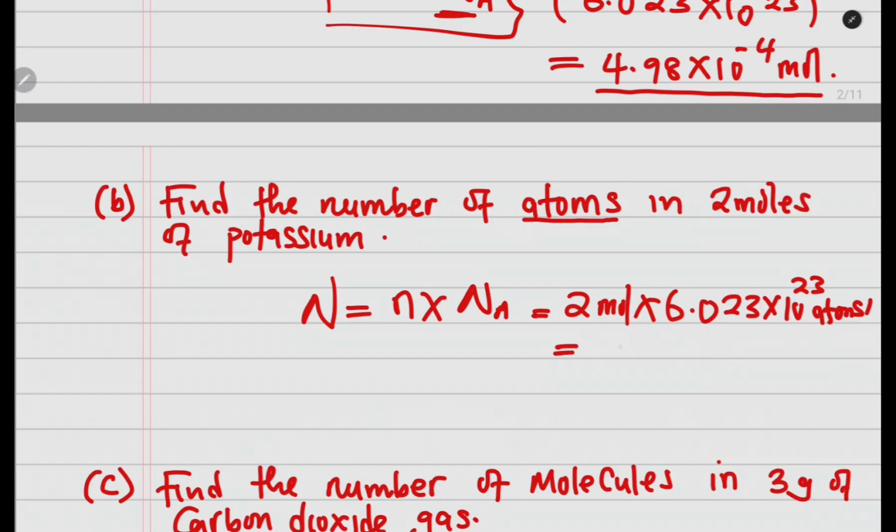And if you multiply this, you should be able to find 1.20 multiplied by 10 to the power 24. That is the atoms. So this is how you can find also number of atoms using the same formula.